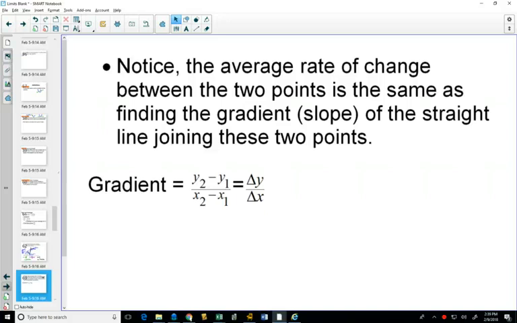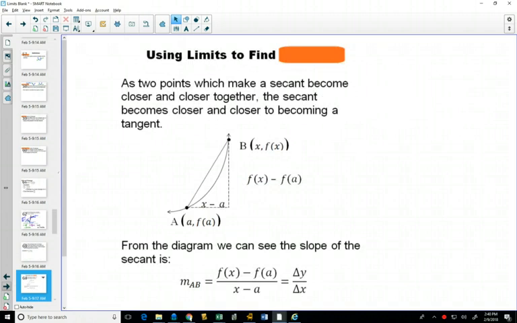So we noticed that to find the average rate of change is just finding the slope of a secant line between those 2 points. And that's the same as finding the slope of a line that we've done in the past, just your rise over run. Now, what we're going to do is apply our idea of a limit to find that instantaneous rate of change.